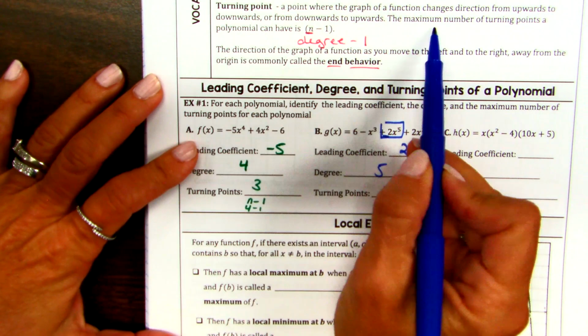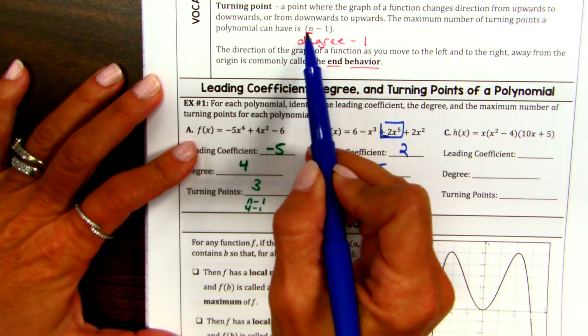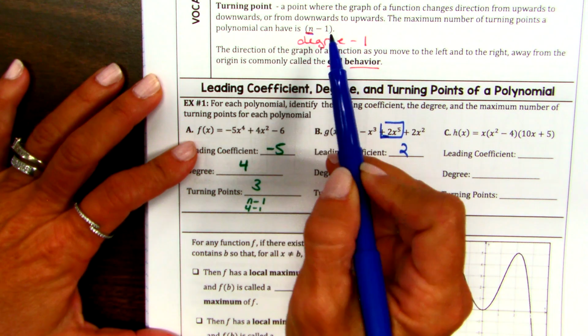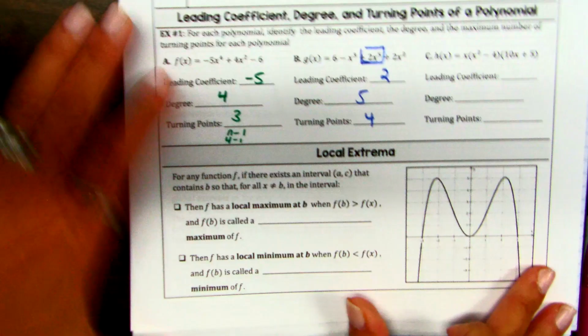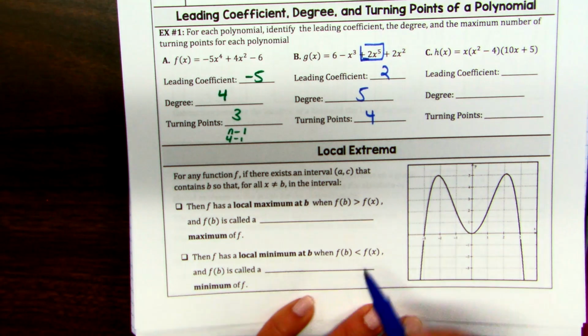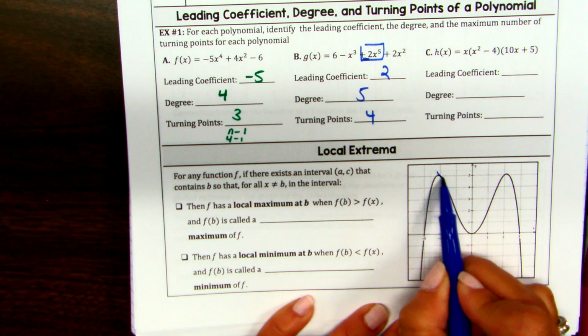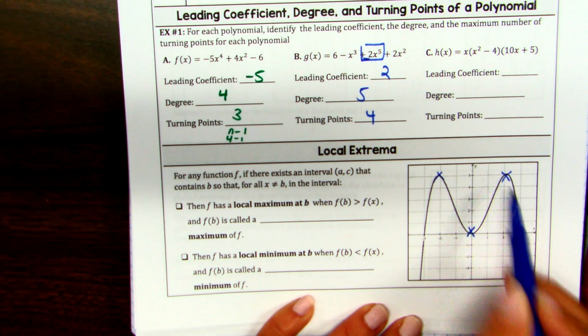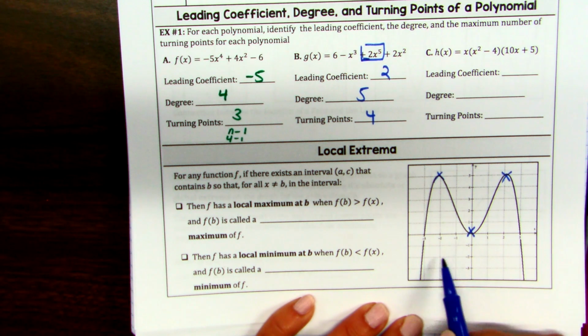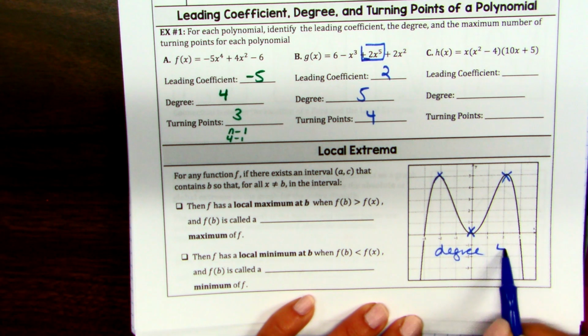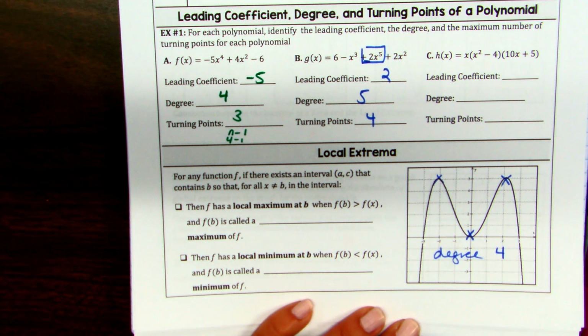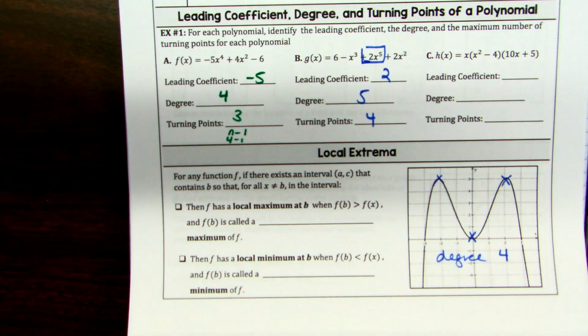The maximum number of turning points a polynomial can have is n minus 1, degree minus 1. So what you're going to see, if I just use this graph, how many turning points does this graph have? It has 3, right? There's a turning point, there's a turning point, there's a turning point. So this must be a degree 4, because you always have 1 fewer turning point than the degree. Okay? It's just a way to identify what the degree is, or vice versa. You'll see it on the next page. We'll talk about it again.